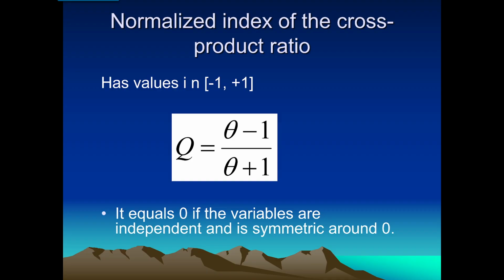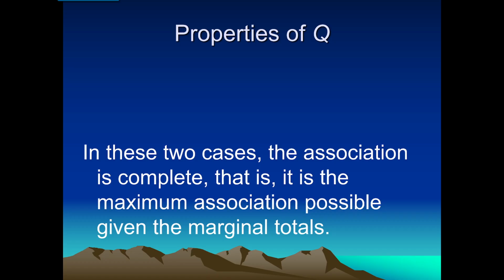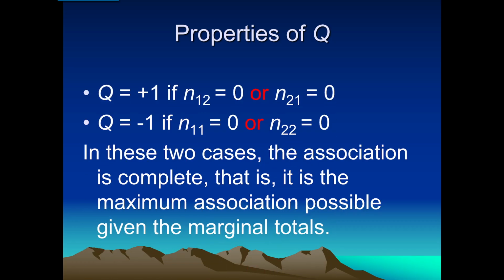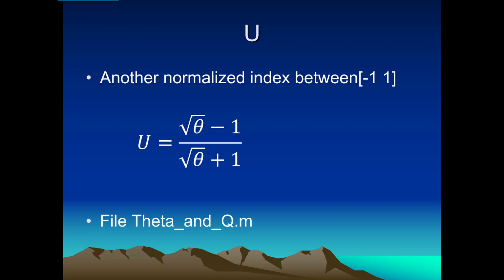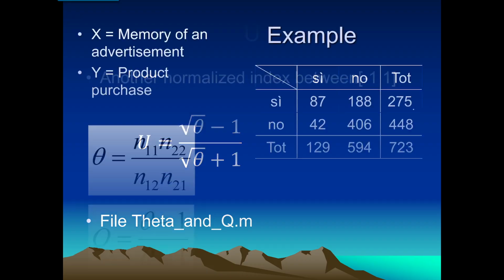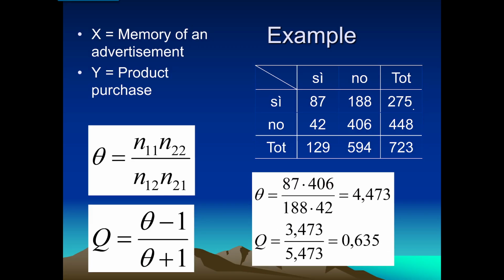And this is another possibility. Then we have this Q that goes between -1 and 1. And this is another possibility. All these things are explored in the file on theta and Q. So you see the computations are very, very easy. How do you pass from here to here? 0.635. This means that the association measured with Q is 63.5% of the highest possible value. Positive.